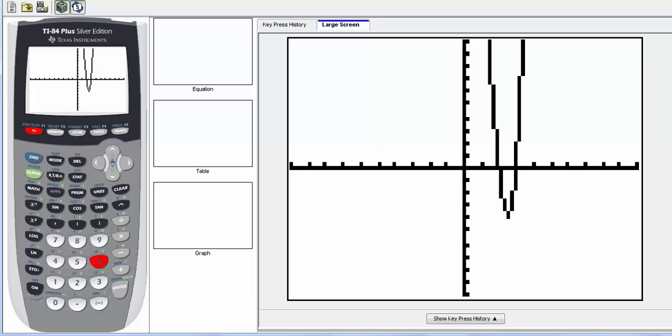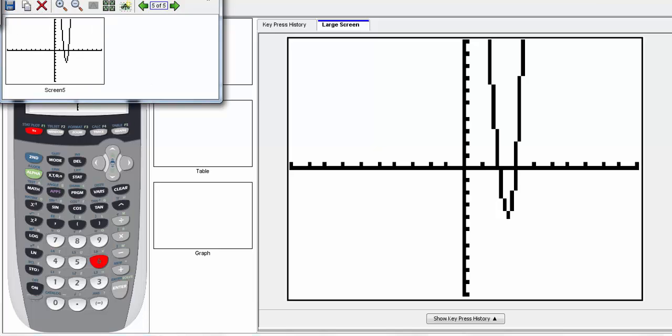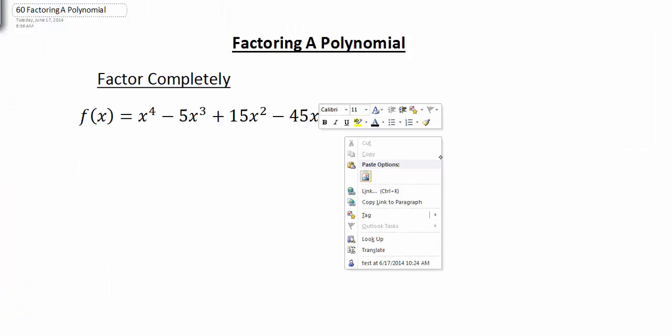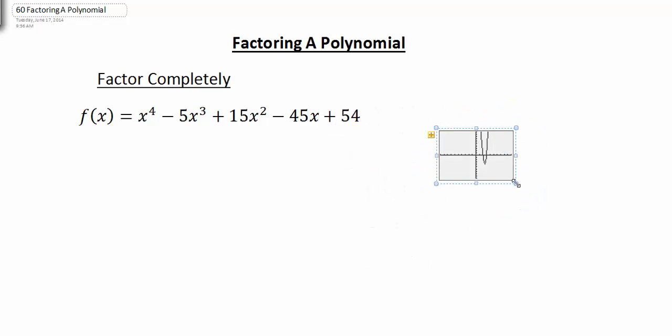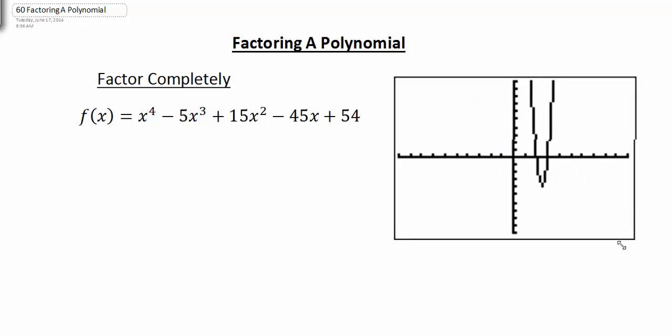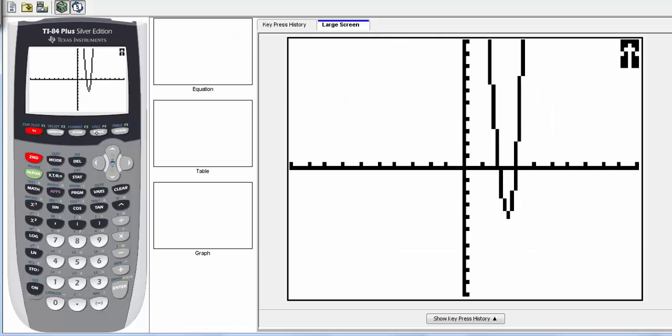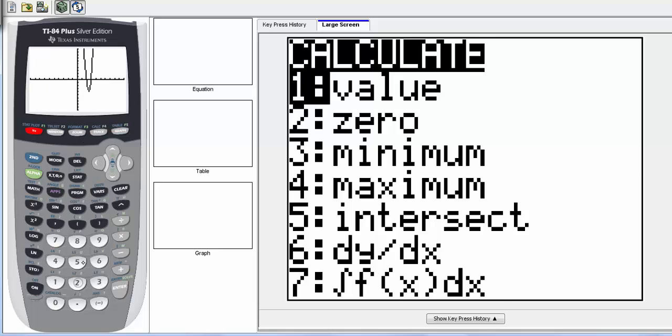All right, and we have our graph. It comes down and it goes back up. So from this, we can see here that it crosses the x-axis twice. The part that we're concerned with is that it crosses here in two places. So if we find these two values, we would have two of our zeros, which means we would have the factors.